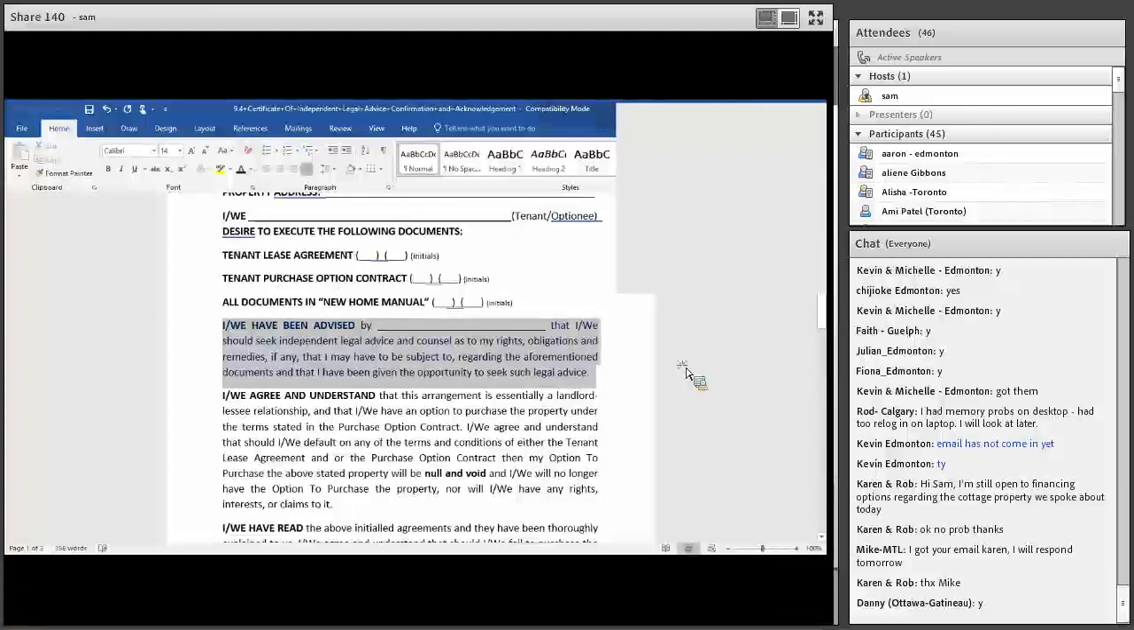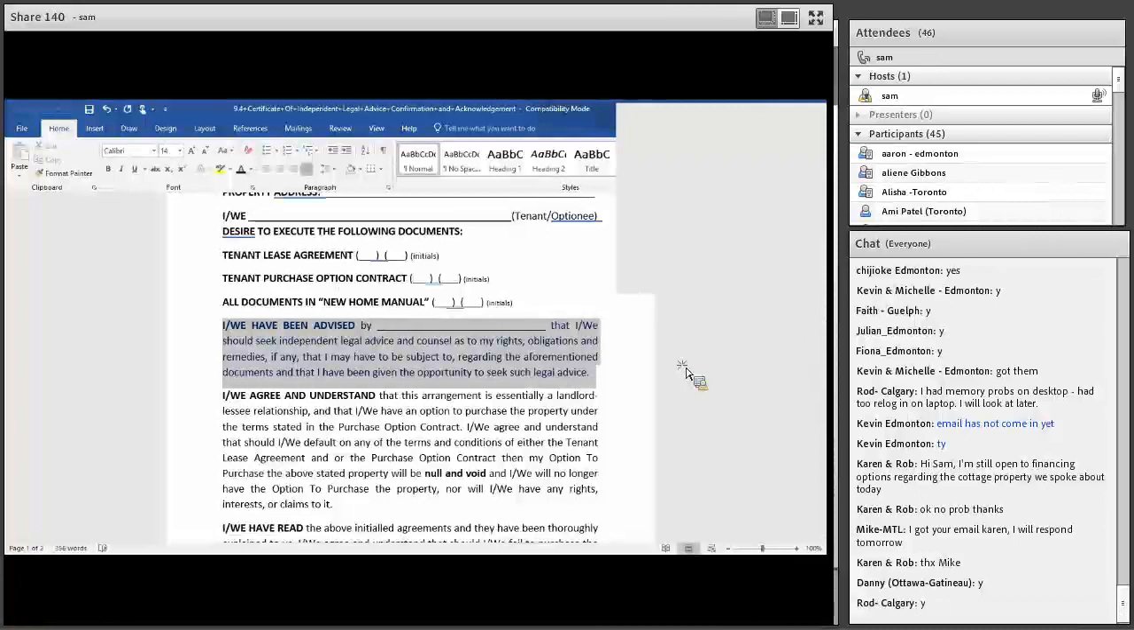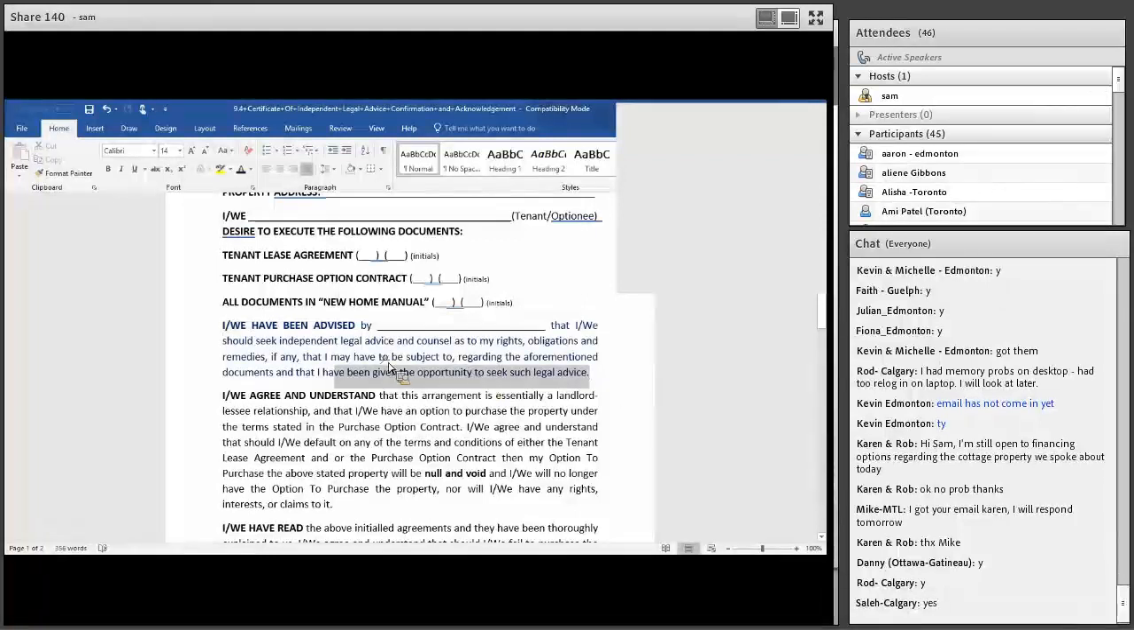This document here is saying you've been told that you should seek your own independent legal advice and counsel as to your rights, obligations and remedies, if any, that you may be subject to regarding the aforementioned document, and that I have been given the opportunity to seek legal advice. Does everybody see that? That's important. I would want you to do this: this piece here can be made into its own document, just like that.